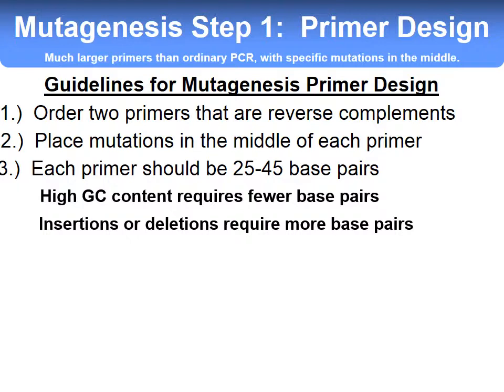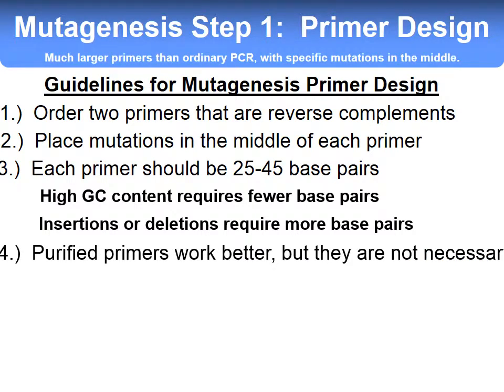If you decide to insert or delete bases that were not previously there, so if you're taking just ATT and extending it to ATTCGG, adding those 3 different base pairs in there, then you're going to need more base pairs around it because that structure is going to be less stable. So if you're doing an insertion or a deletion and not just a point mutation, you're going to want to use 45 base pairs, a longer primer.